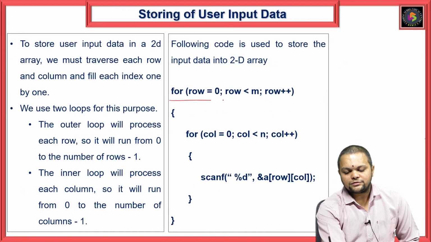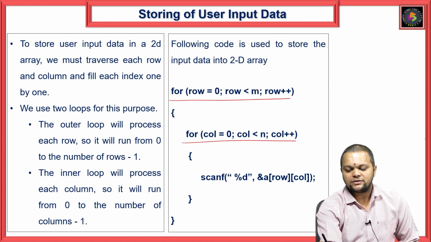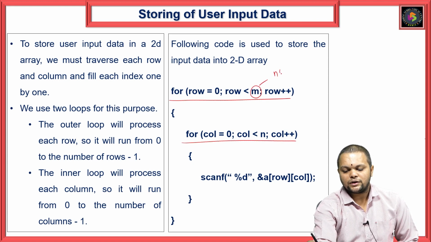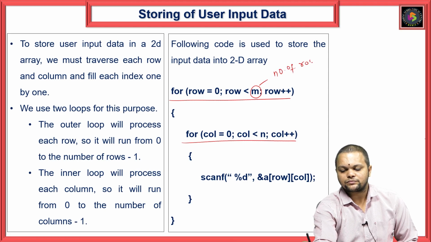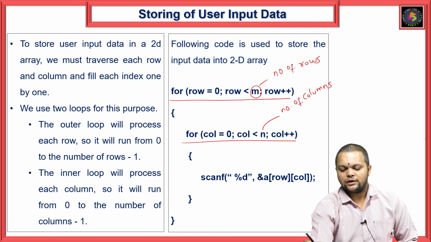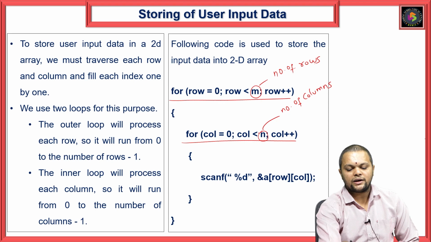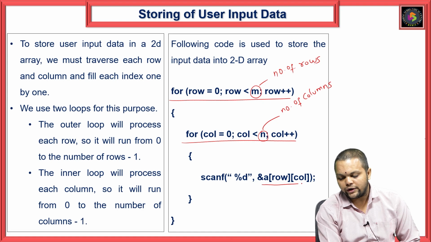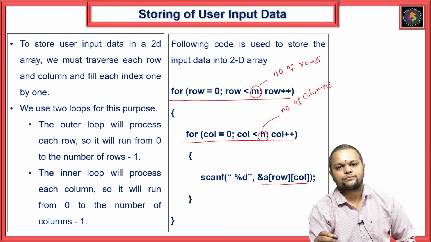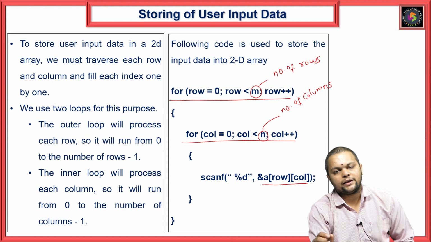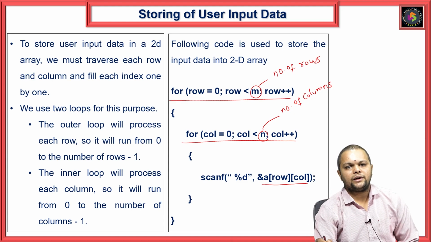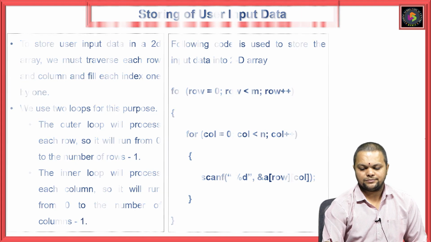Here we are using two types of loops. M represents the number of rows, N represents the number of columns. First we take the outer loop and then the inner loop, and we read the values into the particular two-dimensional array. Now we will see an example of how to read values into a two-dimensional array.